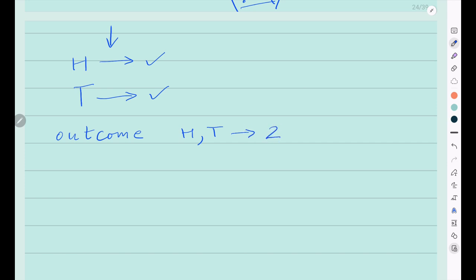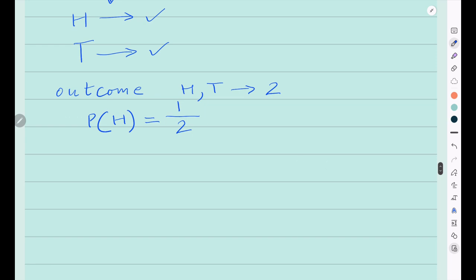Okay. So then we say, what is the probability of getting head when we toss a coin? The probability of getting head is 1, and all the outcomes possible are 2, isn't it? So the probability of getting head is 1 by 2.